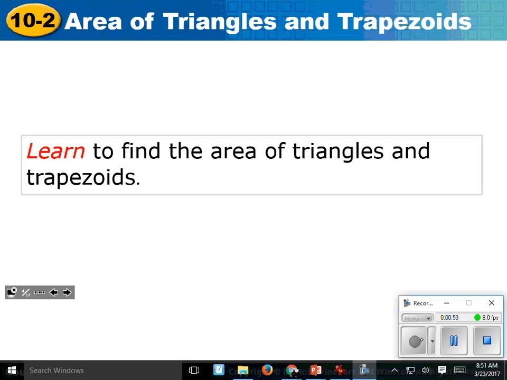So what was the area of a rectangle? Just as a refresher, area of a rectangle was what? Length times width. So A equals L times W for a rectangle. What about a parallelogram? What was the area of a parallelogram? Base times height. So A equals B times H for the parallelogram. Area of a triangle.